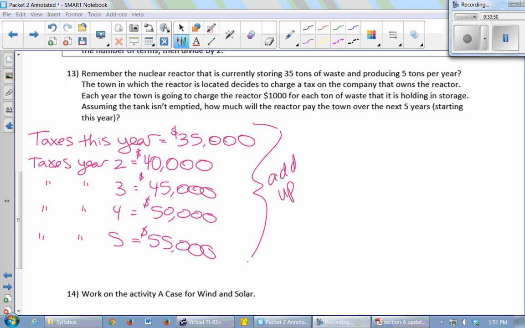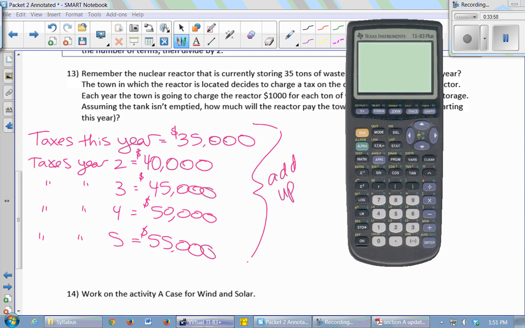Now, when your list of numbers that you're trying to add up has only 5 numbers in it, it's easy enough to just type it into your calculator, right? So we could just add them up by typing it in. 35,000 plus 40,000 plus 45,000 plus 50,000 plus 55,000. There we go. All right, and you get 225,000.